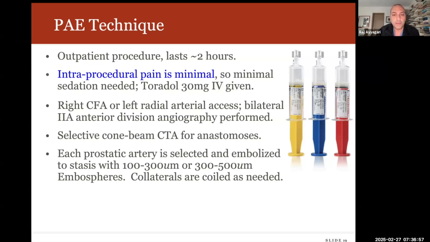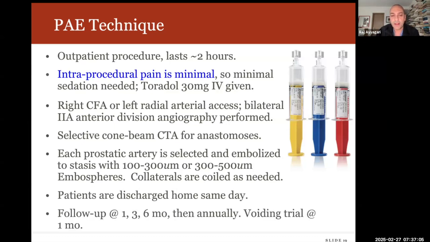So then, like we said, we put in an embolic agent. Embospheres are common, but whatever we have there, until we get stasis in the vessels. Sometimes we'll coil collaterals. We send patients home the same day after the procedure. It's nice to follow up with them. Usually the gland will shrink over a 3-month period. Most of the symptom improvement will happen by the end of the first month, but all the way through 3 months, they'll notice improvement. So we check in with them, and they'll fill out that symptom score every time.